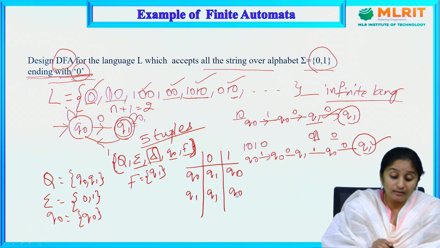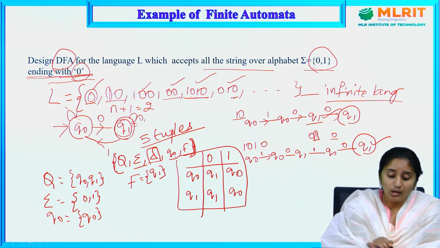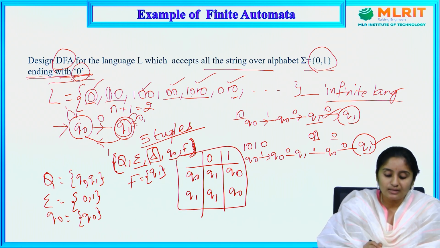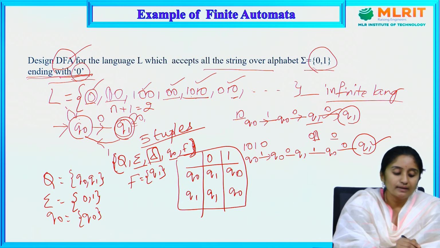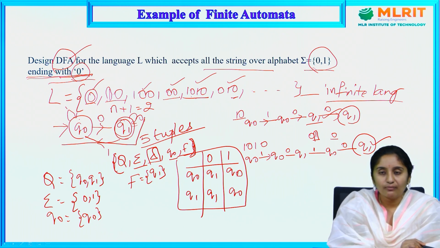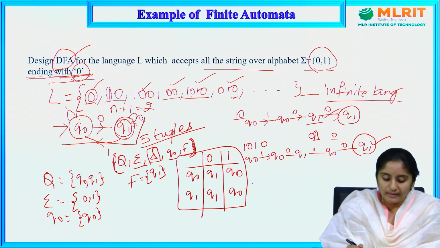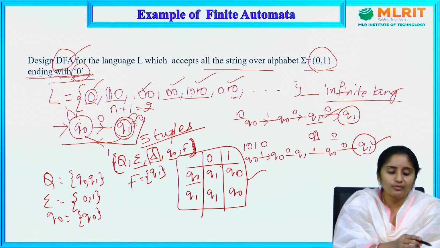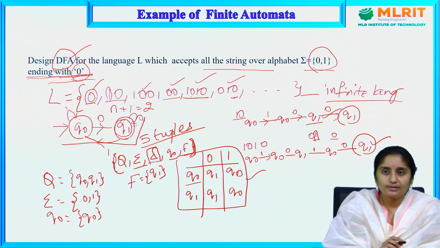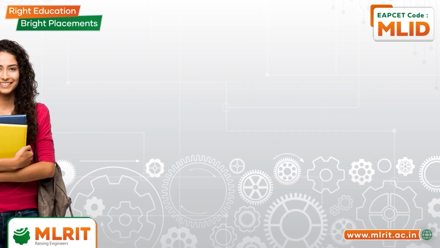See here all the states are filled. There are 2 states, and both have a transition for each input symbol. So that's why we can say this is a DFA diagram. Every input should have some path or transition. By seeing this transition table, we can tell that for each state and each input there is some path. So that's why we tell it is a DFA diagram. So it's clear? Let's move to the next one.